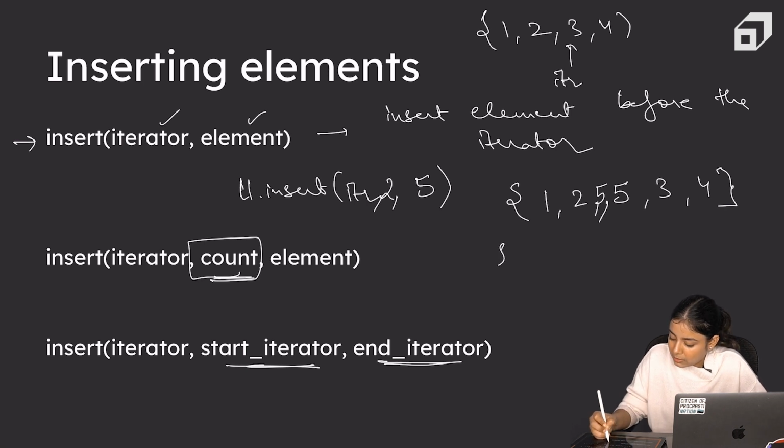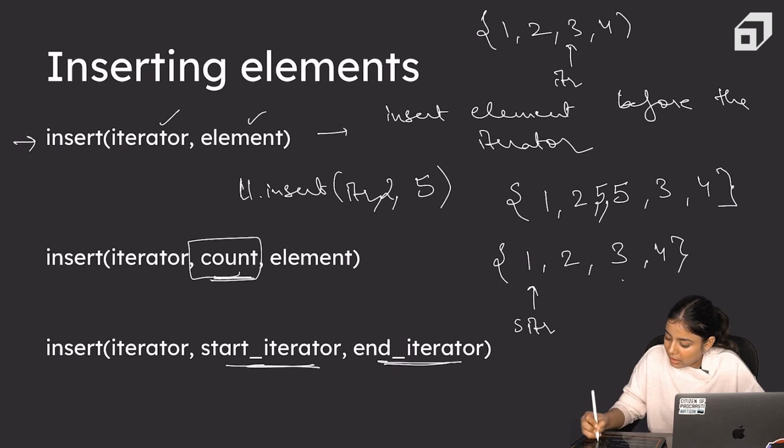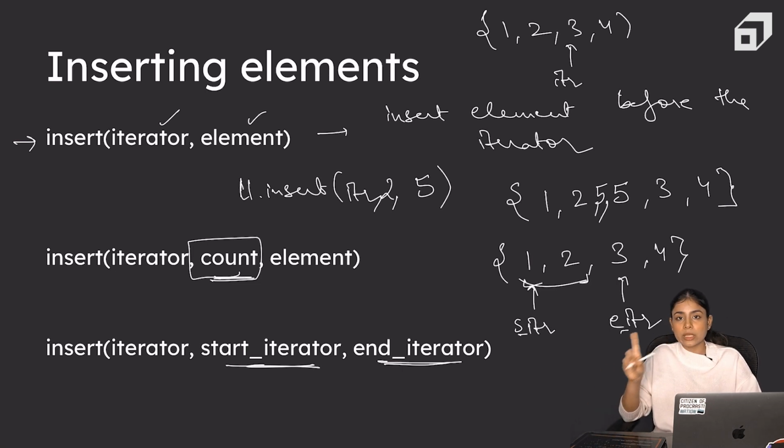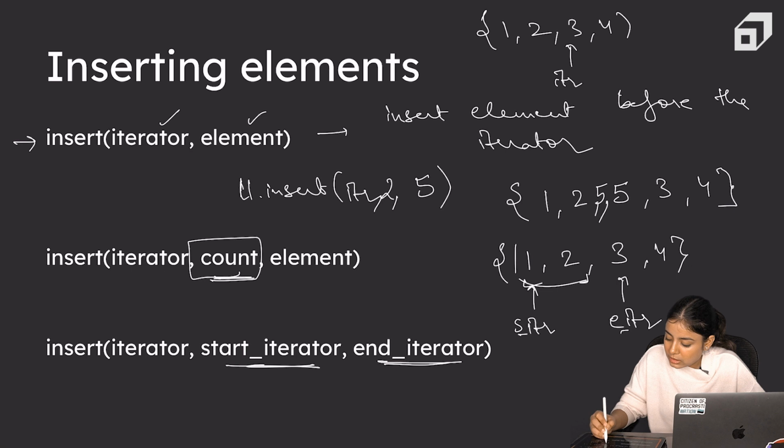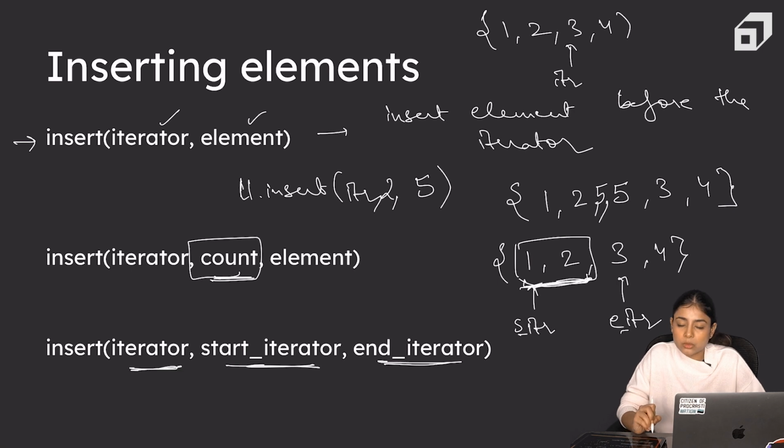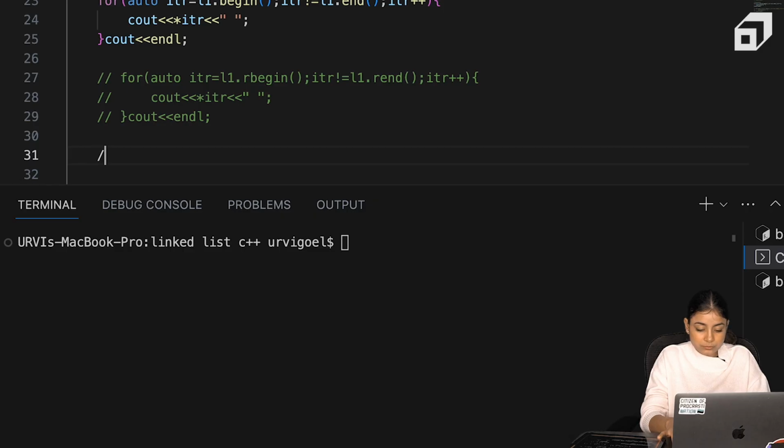What will happen is, suppose again I have a list and I have my start iterator here, and I have my end iterator here. This will insert values starting from the start iterator to the end iterator but not including the end iterator, exclusive of the end iterator. This will insert this range of values before the iterator that I pass. Okay, let's see this in code.